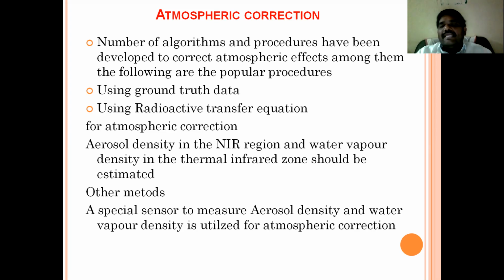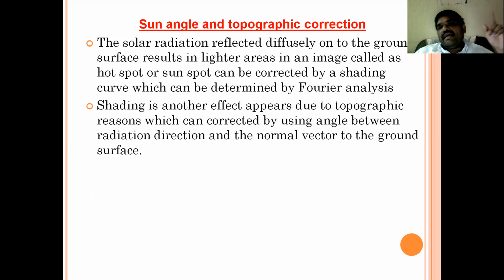And the next one is other methods. What is the other method here? A special sensor to measure aerosol density and water vapor density. In the previous case, by adopting radiative transfer equations, we measure the density of aerosols in the NIR region and the density of water vapor in the thermal infrared zone. Here, there is no need to apply radiative transfer equations. Simply, certain advanced satellites of NOAA.